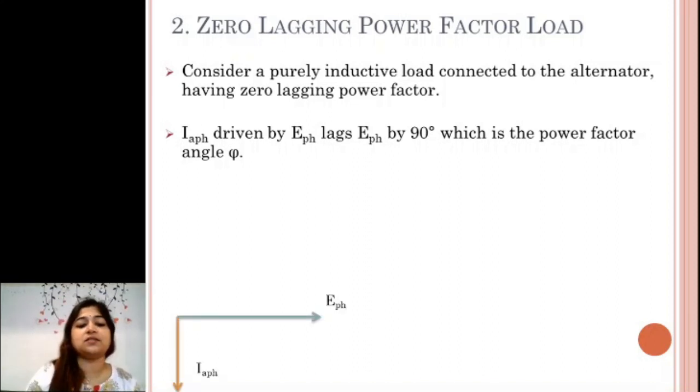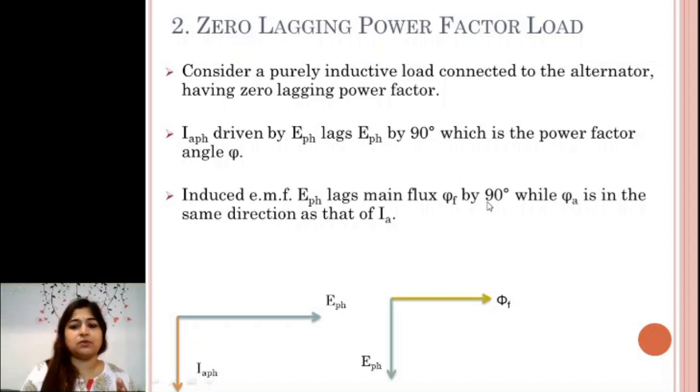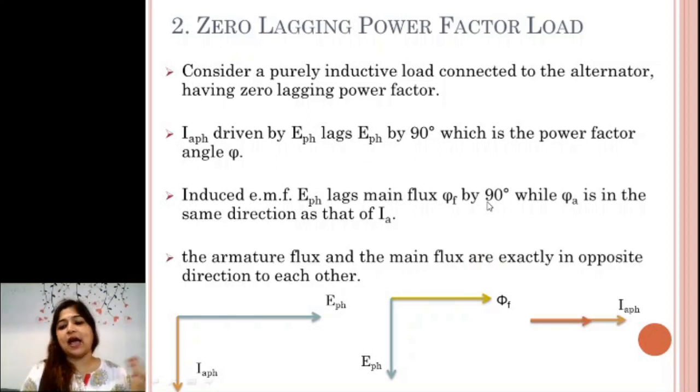If this is EPH, this is IPH. So the angle between them is 90 degrees, right? Induced EMF EPH lags main flux phi by 90 degrees. It is the same thing as we have seen in the last slide. I told you that EMF produced because of main flux always lags flux by 90 degrees, so this is the same thing here also. And also IA, the armature current which is producing armature flux, will be in phase. Armature current and armature flux will always be in phase.